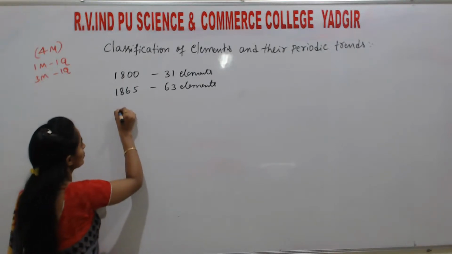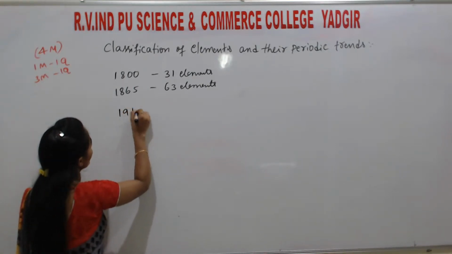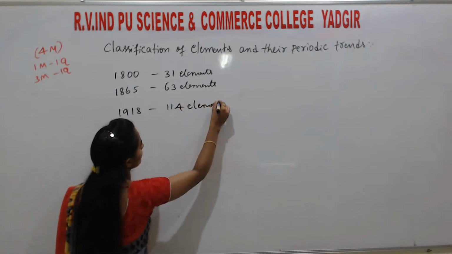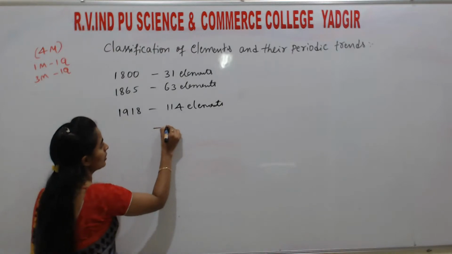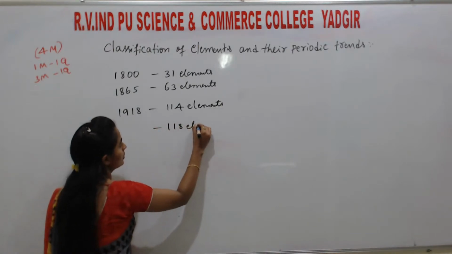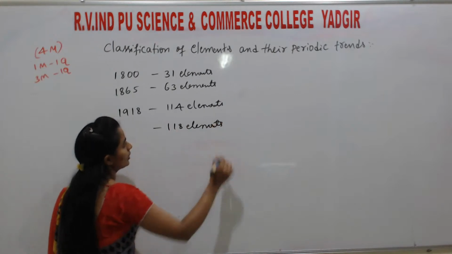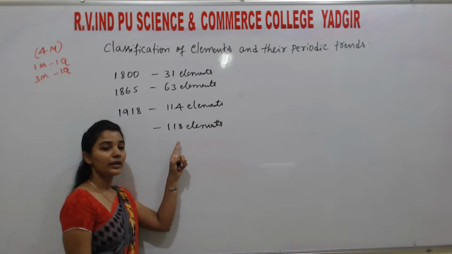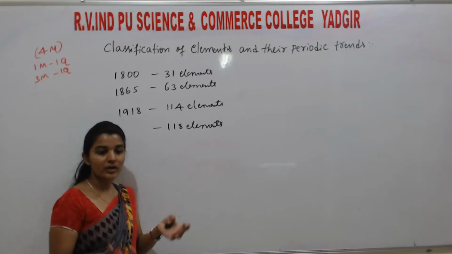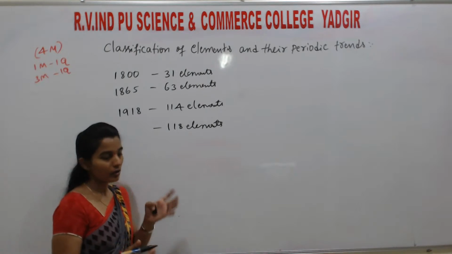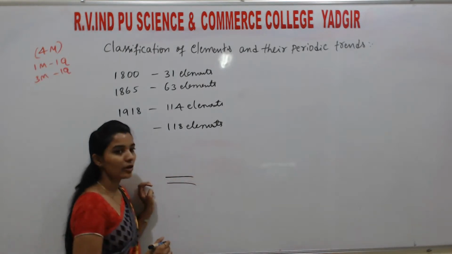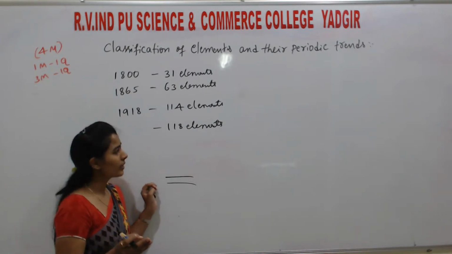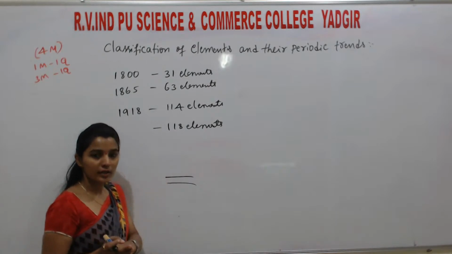So later, in 1918, nearly 114 elements were discovered. Now, in the modern periodic table, we are studying 118 elements. Correct? In the modern periodic table, a total of 118 elements are there. Still, so many elements may be there, but we don't know. So the last period of the periodic table is not yet completed. That is called an incomplete period.